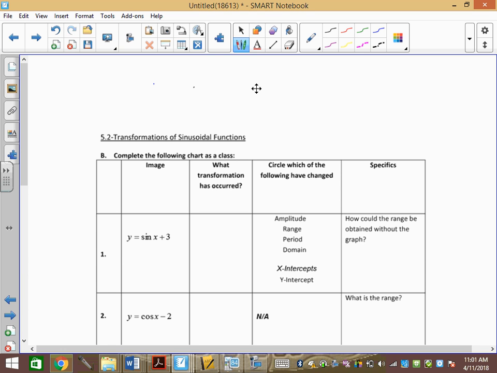This is not a horizontal translation 3 to the left, because there are no brackets. This is what? Vertical translation 3 up. Total different ball game. We agree? Okay, now let's think about this. Our amplitude, we agree, normally has been symmetrical about the x. So whatever our amplitude was, really easy. We just went up that much, we went down that much, we had our range, we had our amplitude. Life was so good, graphing it was beautiful.